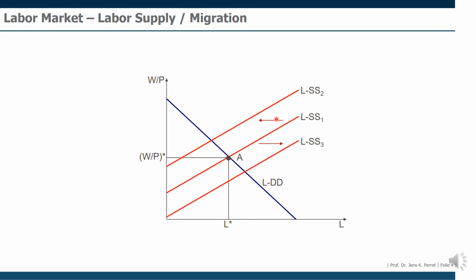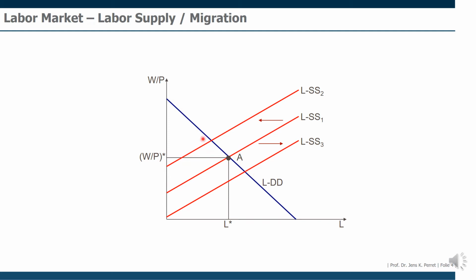So here, the labor supply will decrease. So the curve will move to the left. We'll get a new equilibrium to the upper left, meaning we would have higher wages, lower labor being supplied, meaning with lower labor we also will get a lower GDP. So that's the effect in the country sending the migrants. That's the effect in the country receiving the migrants.